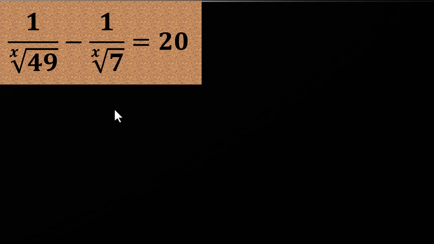Now let's provide a solution to this problem. We are given 1 on the x root of 49 minus 1 on the x root of 7 equals 20.